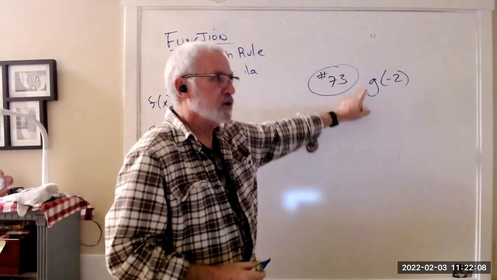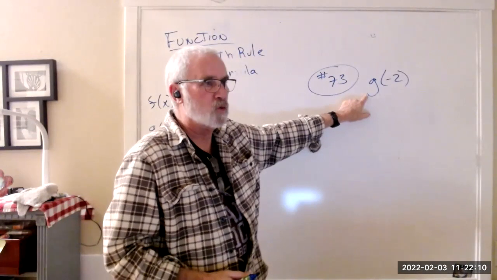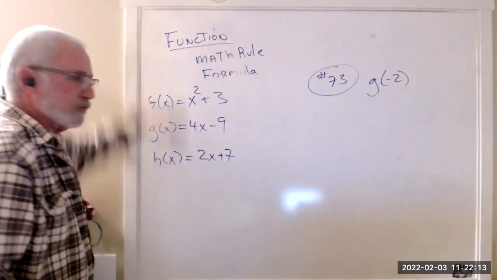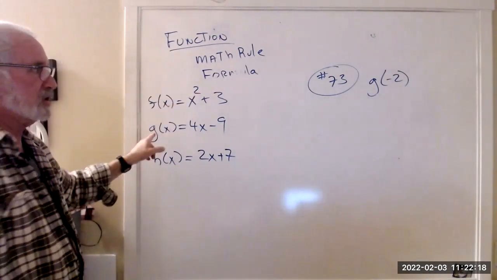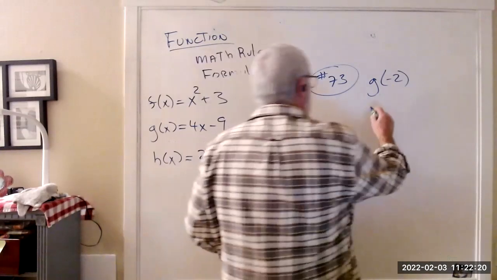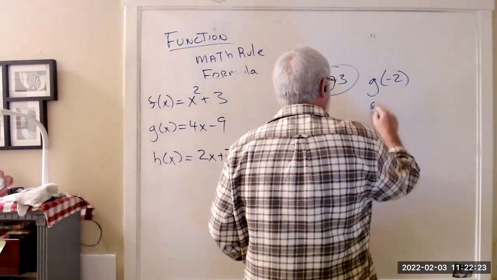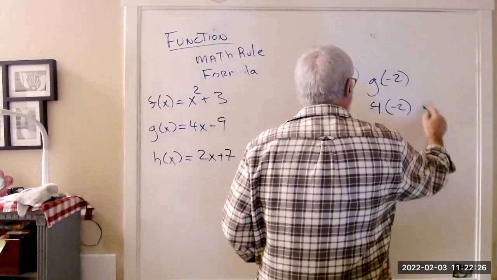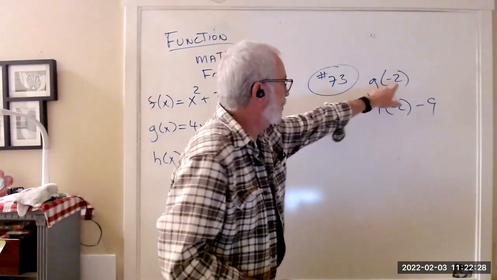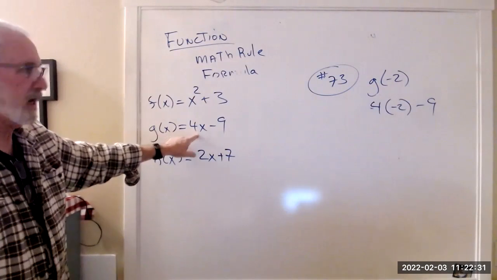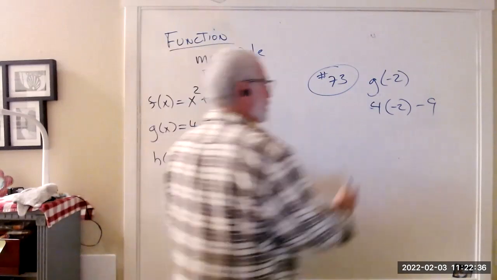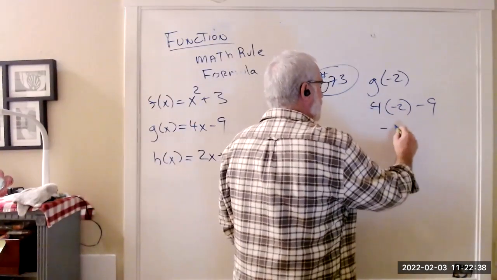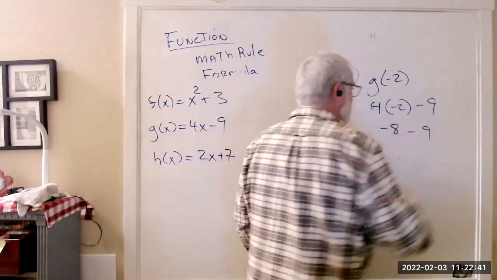Yeah, so G of -2. Again, the G is just its name. It tells you where to look. You've got a whole bunch of functions here. Which one do I use? You use the G function because that's what it says. And then it says plug -2 in place of X. So you have 4 times -2 minus 9, because I put -2 in place of the X. And now you just do arithmetic. 4 times -2 is -8 minus 9.